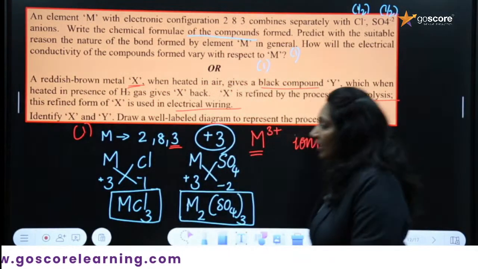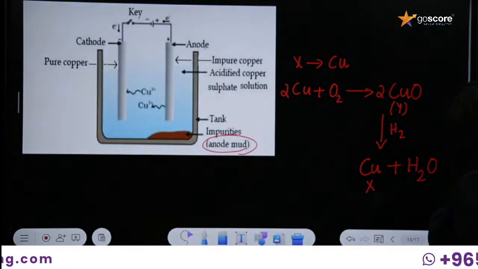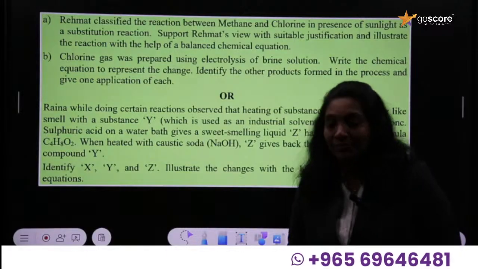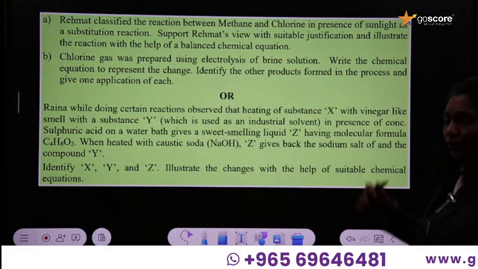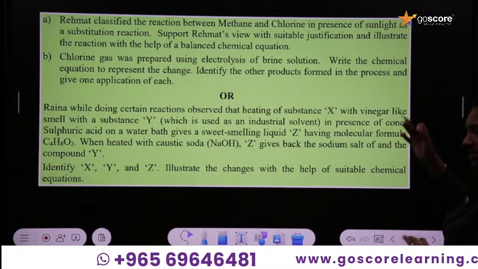Okay, now we can move on to the 5-mark question. So this is the 5-mark question. We have options, our question is there. So we can discuss one by one in detail. We will be discussing both questions.